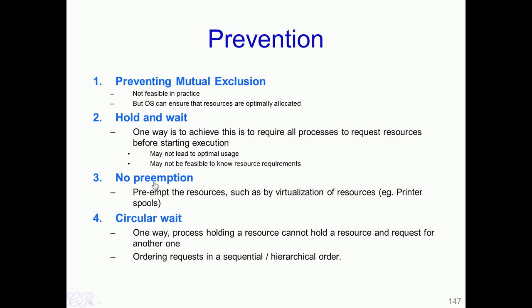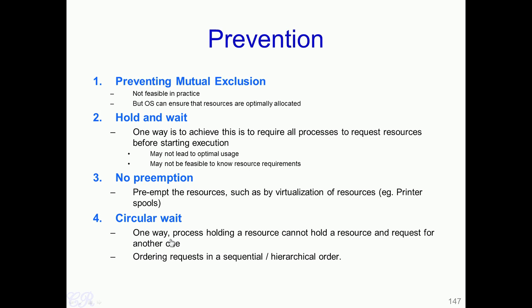Now, let us look at the third way, that is no preemption. So, preempt the resources such as by virtualization of resources, for example by printer spools. In a printer spool we could have several processes sending documents to be printed at exactly the same time. All these documents are spooled or buffered in the printer, and eventually each document is then printed one after the other.